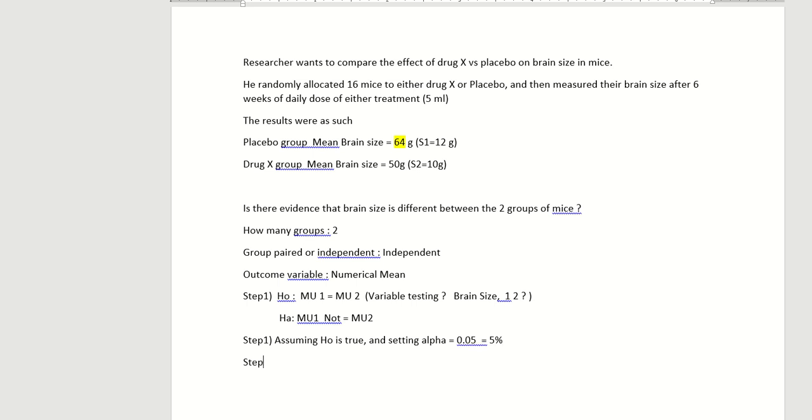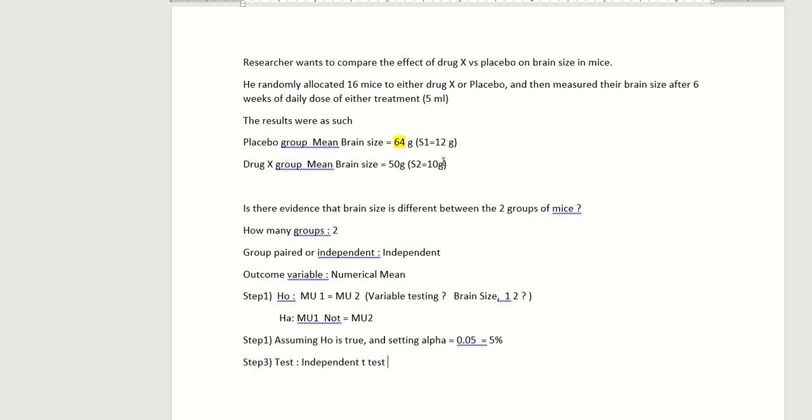Now, step number 3, we're going to calculate the test. Which test are we going to use? Well, knowing that we're comparing two groups that are independent and we're interested in the means, this is the independent t-test. So let's calculate the independent t-test.